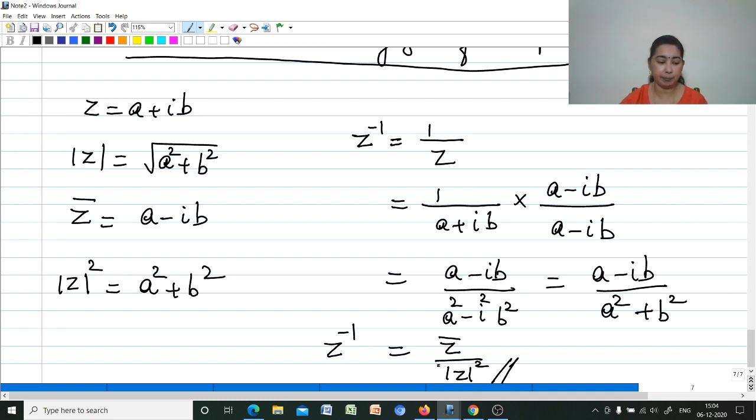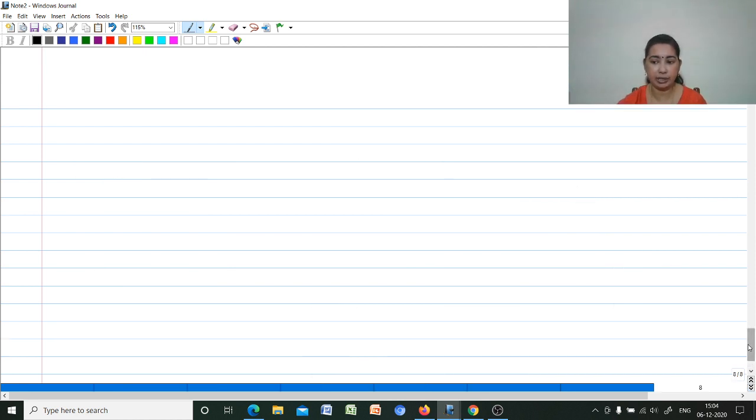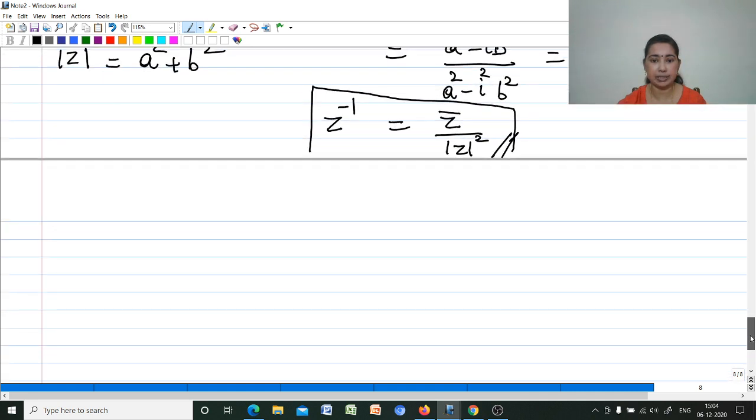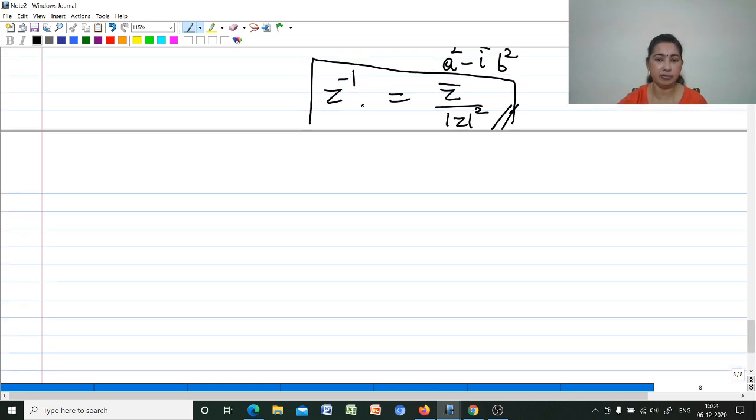So that is the multiplicative inverse. In order to find the multiplicative inverse, the formula is z inverse equal to z conjugate divided by mod z square. That is the multiplicative inverse of a complex number.